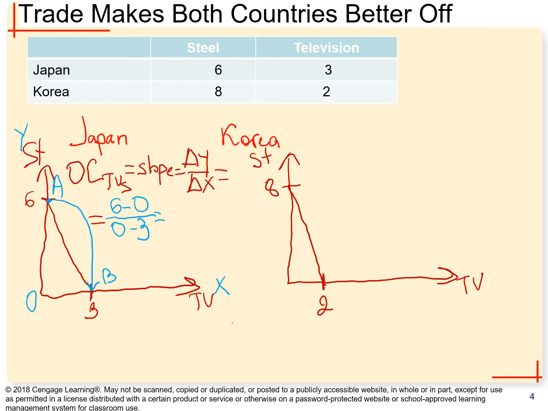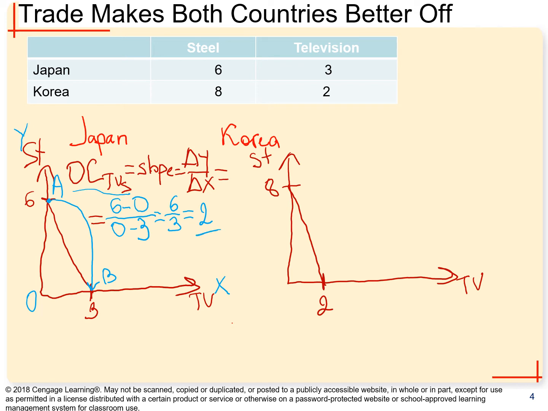Remember, our delta x is going to be negative. For the purpose of calculating opportunity cost, we just ignore that negative sign. We're taking the absolute value, so it's going to be 6 over 3, which is equal to 2. How are we going to interpret this number? The opportunity cost of a TV is equal to 2.